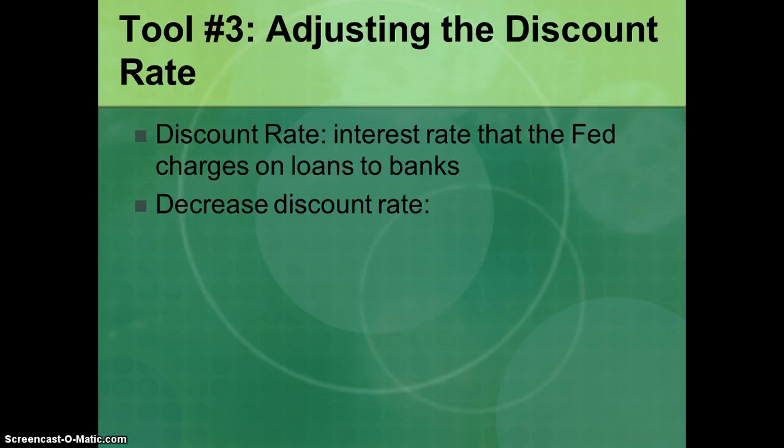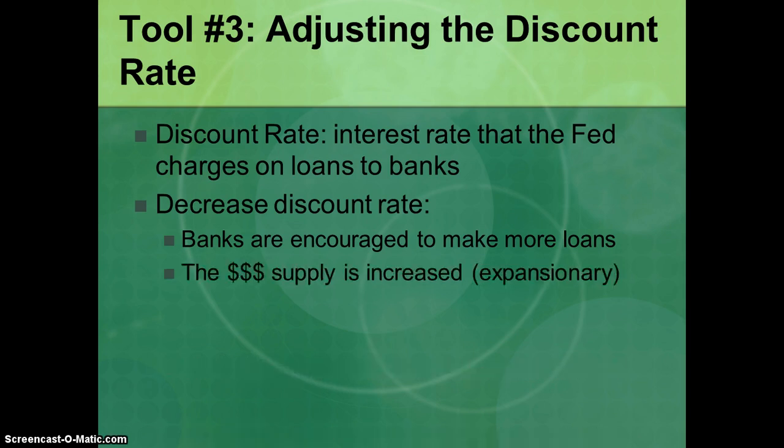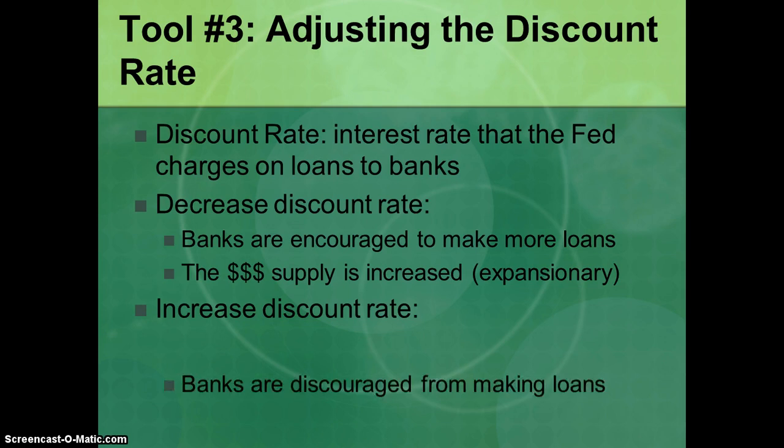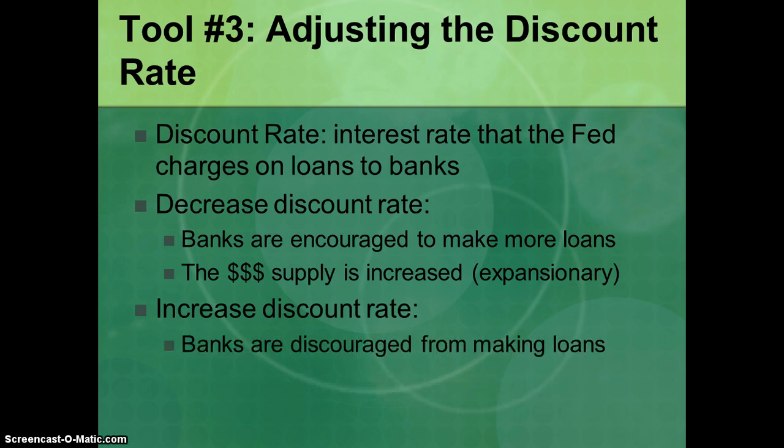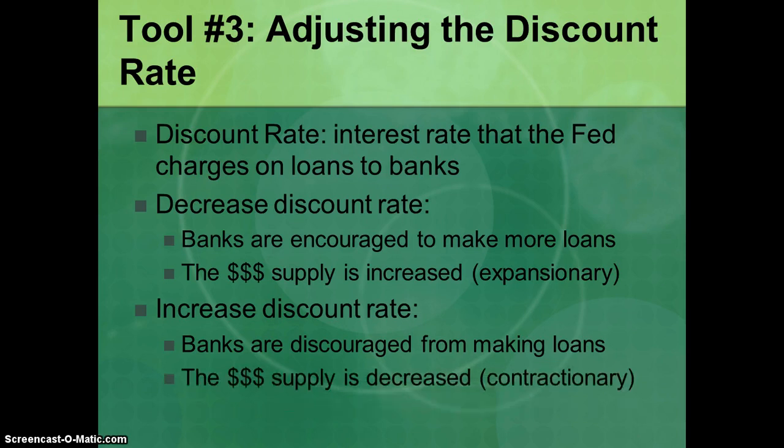When the Federal Reserve decreases the discount rate, so it makes it cheaper for the banks to borrow money, banks are encouraged to make more loans. Because when banks borrow more money from the Fed, then banks have more money to loan to the people. That increases the supply of money or expands the supply of money. Conversely, when the Federal Reserve decides to increase the discount rate, banks are discouraged from making loans because banks have less money or it's more expensive for banks to borrow that money. This in turn decreases the supply of money or contracts the supply of money within the economy.